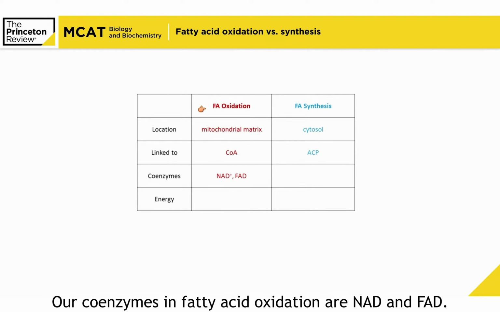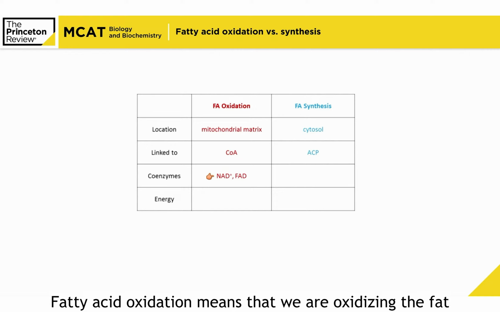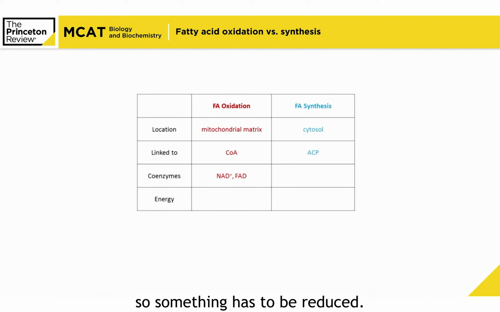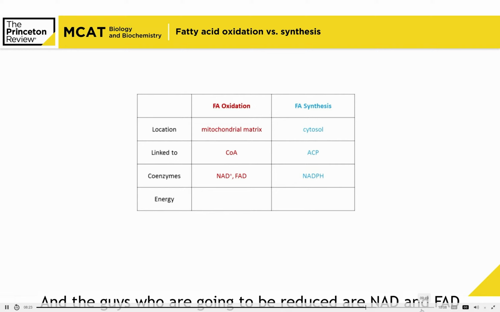Our coenzymes in fatty acid oxidation are NAD and FAD. Fatty acid oxidation means that we are oxidizing the fat, so something has to be reduced. But in the synthesis, it's the reduced version. It's like the NADPH and FADH2. And the guys who are going to be reduced are NAD and FAD to produce NADH and FADH2.